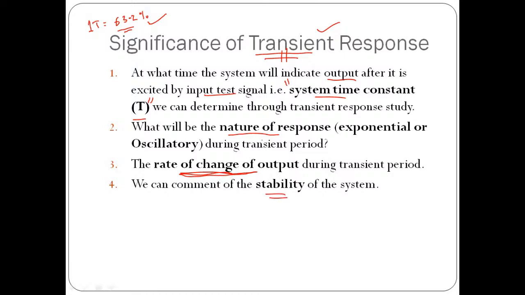As I told you, a system is said to be stable if limit t tends to infinity, c(t) must be equal to 0. Then we can say that the system is stable. So stability we can also find out through transient response analysis of the system.